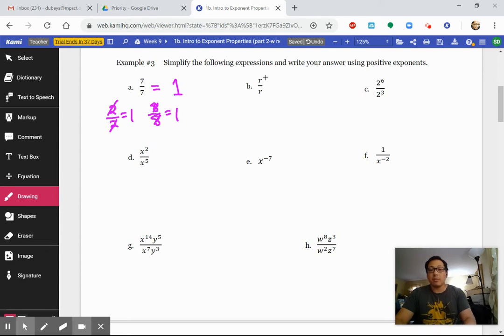It's itself. What about r divided by r, some variable? Same thing. It doesn't matter what, right? R can be any number, but any number divided by itself will cancel out top and bottom, and we'll get 1.